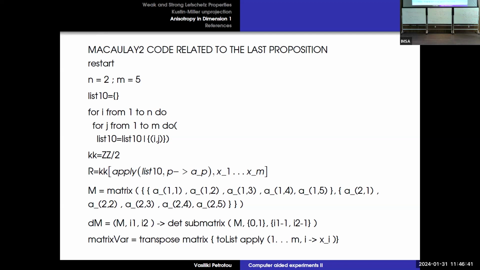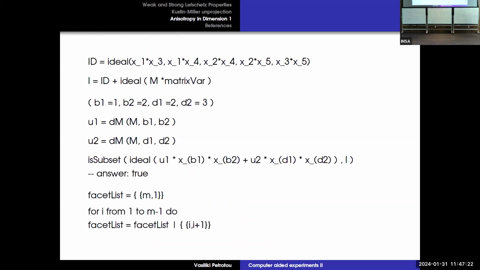We define our polynomial ring, and we have our matrix. The matrix is the one that I explained here. This function returns the determinant of the 2 times 2 submatrix of the matrix, so by this we can determine the rows and the columns. Now we use apply in order to have as a sequence the variables x1 up to x5, and then we transpose the matrix. We denote by ID the identity, and by I the ideal.